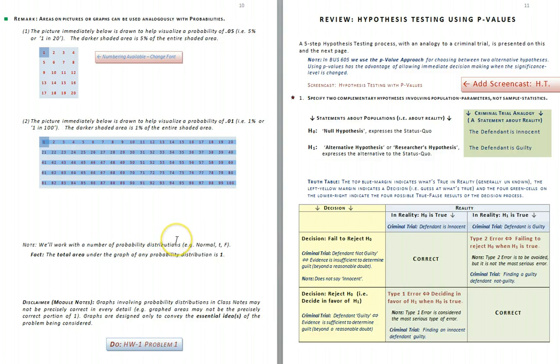After completing your reading of this section, it would be a good idea to do homework problem number 1 on the homework 1 doc in this module.